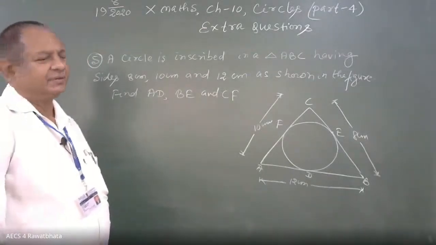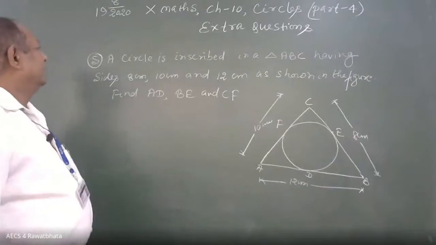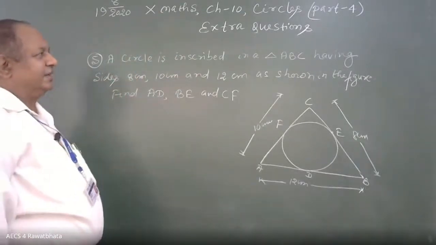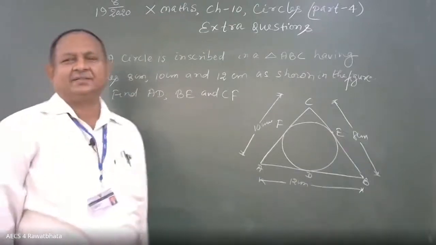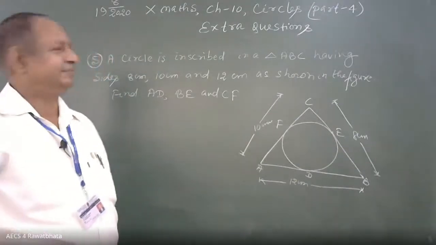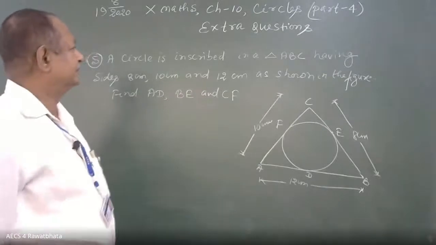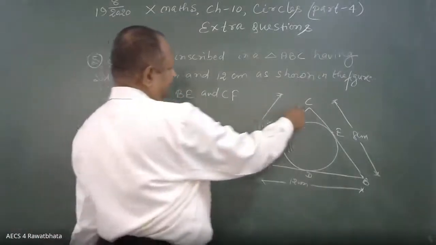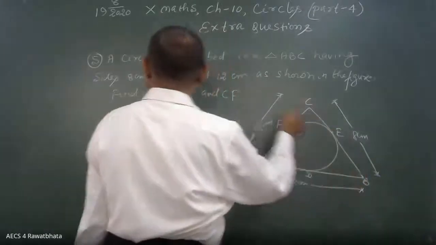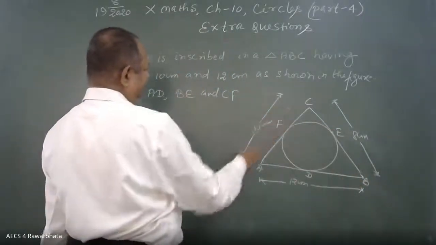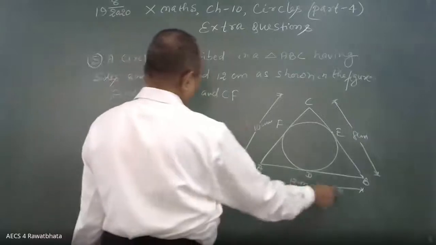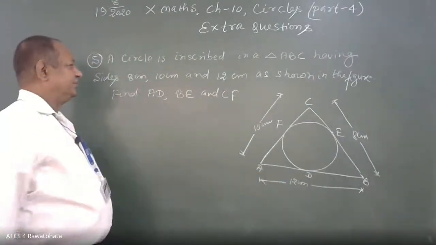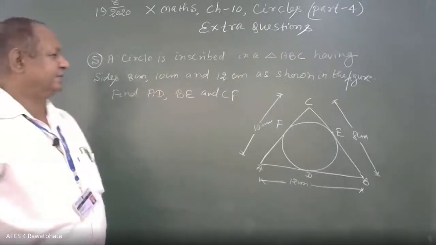So first draw this diagram. A circle is inscribed in triangle ABC, meaning the circle is inside the triangle, having sides 8 centimeter, 10 centimeter, and 12 centimeter. We have to find the values of AD, BE and CF.